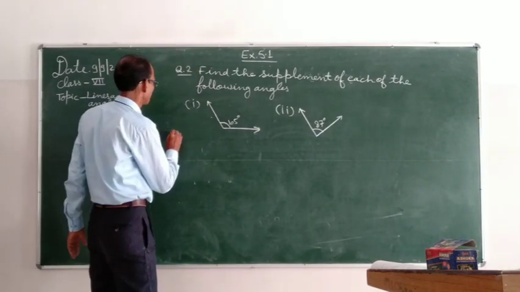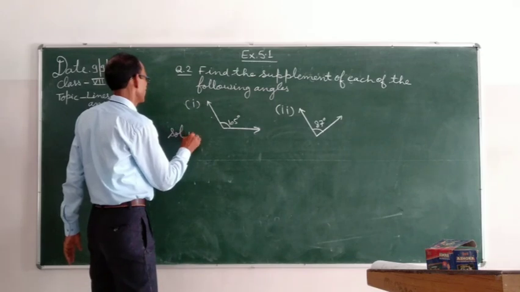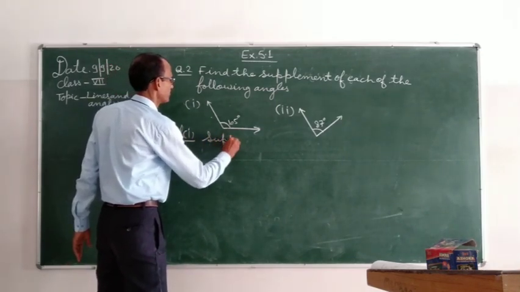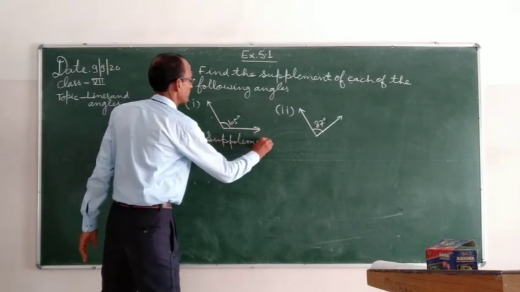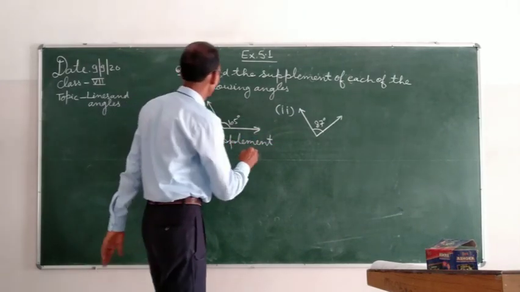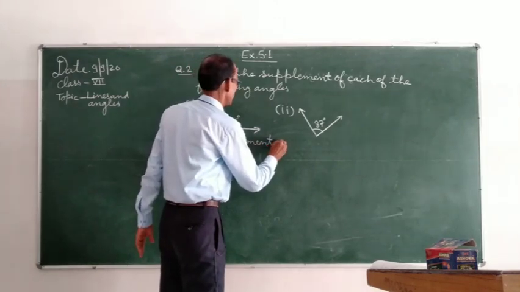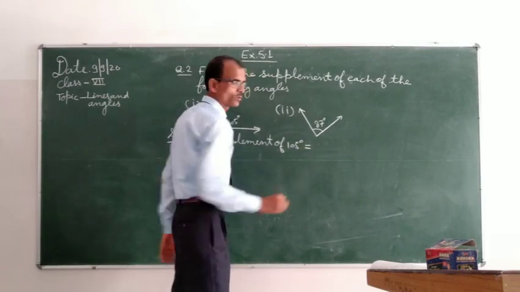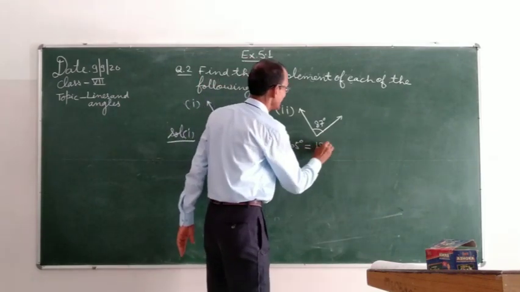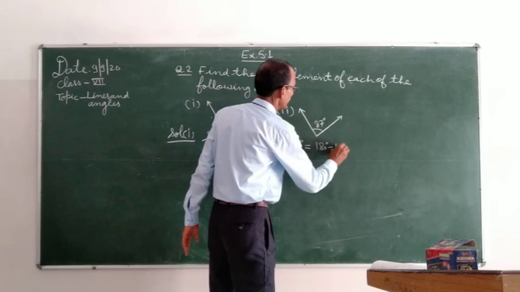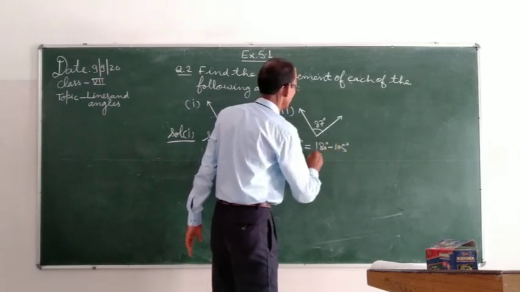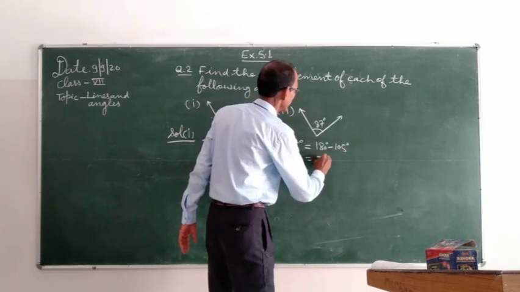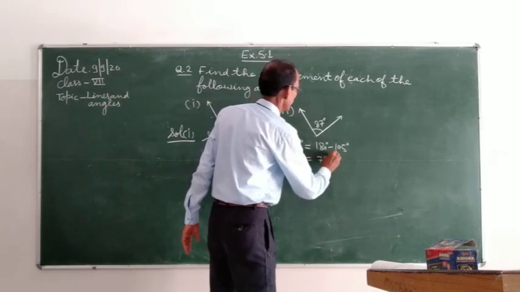So, supplement of 105 degree is equal to 180 degree minus 105 degree, which is equal to 75 degree. Okay?